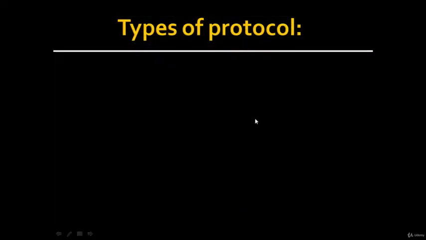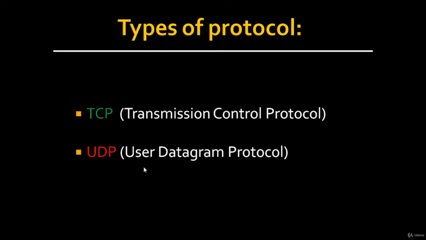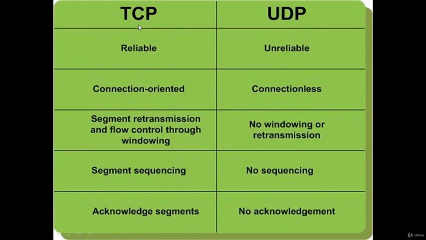Now the types of protocol. We have TCP, Transmission Control Protocol, and UDP, User Datagram Protocol. What is the difference between them? This is a simple image. TCP is reliable, UDP is unreliable. TCP is connection oriented, UDP is connectionless. TCP has segment retransmission and flow control through windowing. UDP has no windowing and no retransmission.